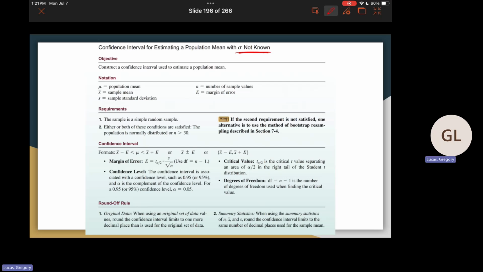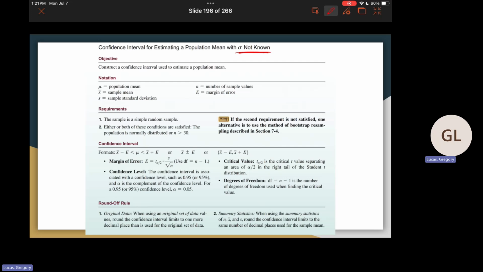For the confidence level, the confidence interval is associated with the confidence level, and this is the same as before. It's either 95%, sometimes 90, sometimes 99 if needed. If we have a 95% confidence interval, that makes alpha 0.05. It's just 1 minus whatever the confidence level is. Right. So this critical value, t with the subscript alpha divided by 2, it's the same thing as with the z.